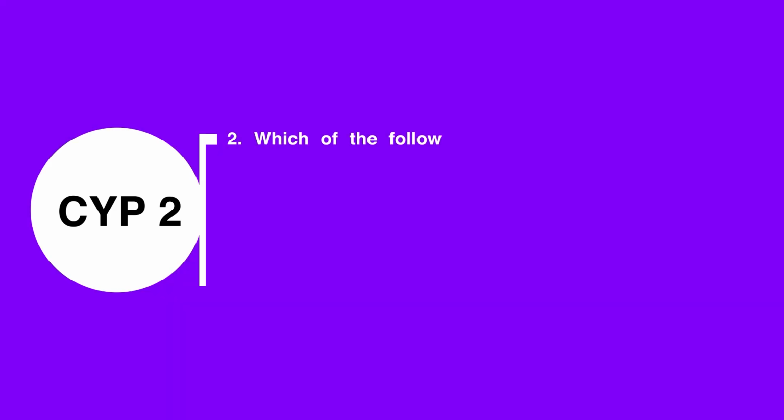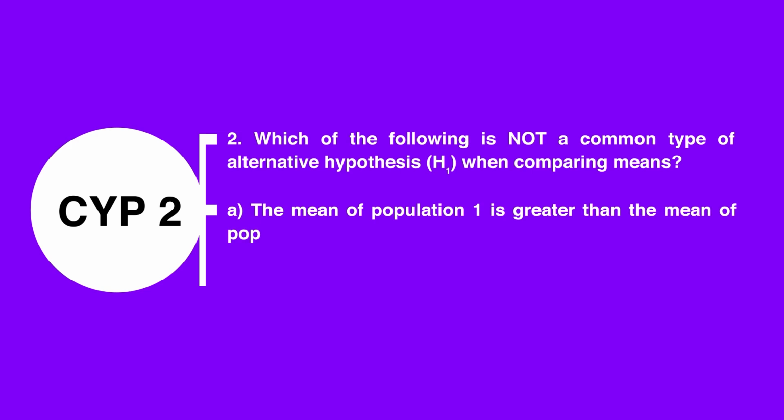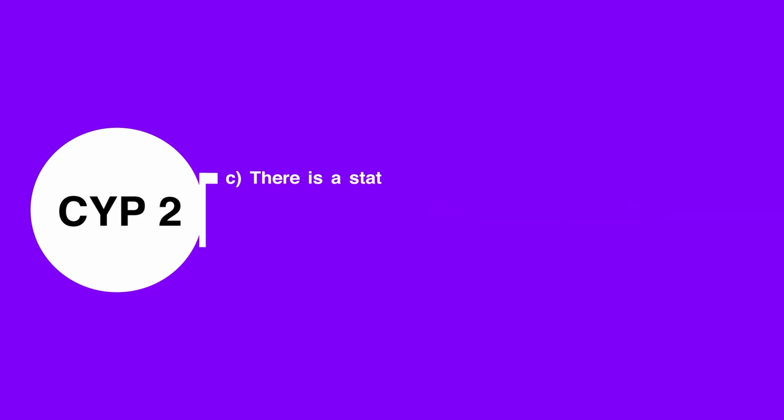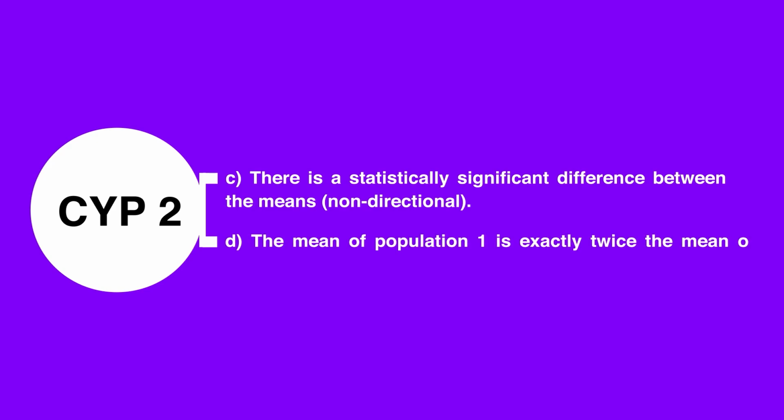Question 2: Which of the following is not a common type of alternative hypothesis when comparing means? Option A, the mean of population 1 is greater than the mean of population 2. B, the means of the two populations are different, directional, two-tailed. Option C, there is a statistically significant difference between the means, non-directional. And D, the mean of population 1 is exactly twice the mean of population 2.